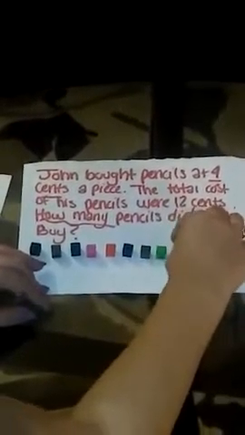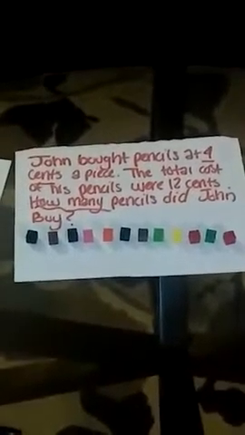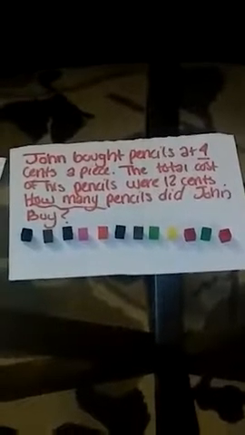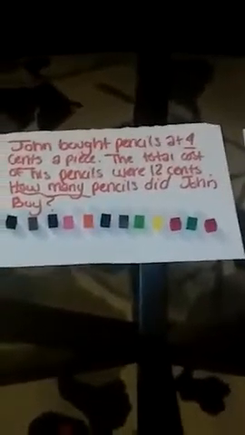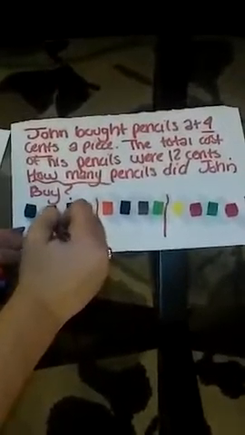I'm going to bring them up just a little. Now, since we know that each pencil costs 4 cents apiece, after every 4 cubes we'll draw a line, and that will represent the cost of one pencil. 1, 2, 3, 4. 1, 2, 3, 4. 1, 2, 3, 4. So let's count together. How many groups? 1, 2, 3.